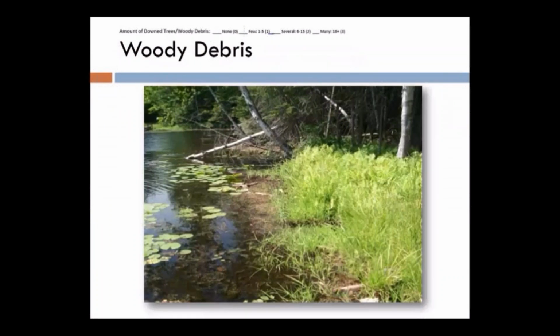What should you count as downed trees and woody debris? Partially or fully submerged wood counts. If the lake is unusually low during the survey, feel free to count wood that is currently exposed but would normally be at least partially submerged. Concentrate your counting on pieces 3 inches or larger in diameter. Don't worry about counting the twigs.